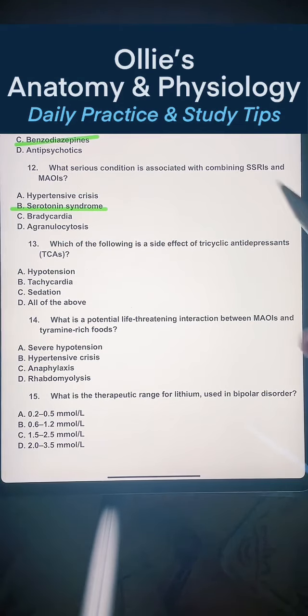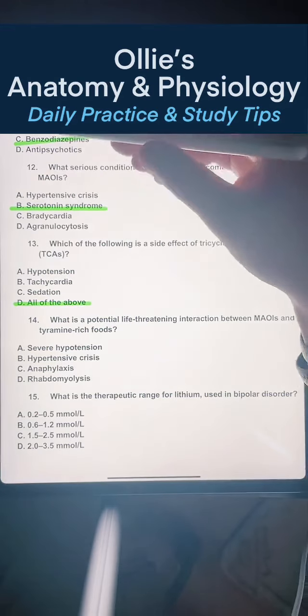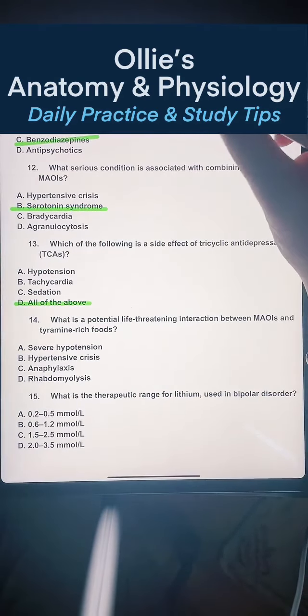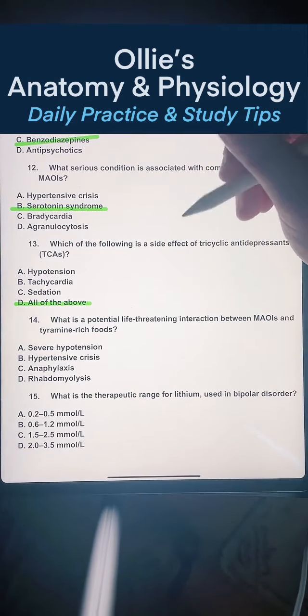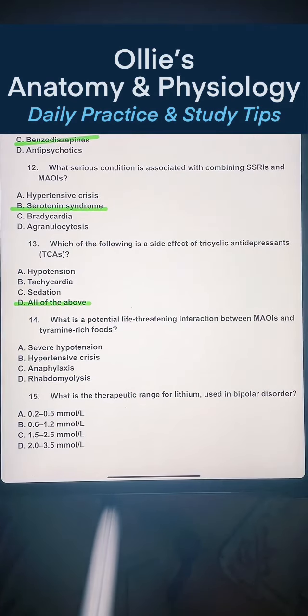The answer is D. It is all of the above. TCAs cause anticholinergic effects, like sedation, tachycardia, hypotension. So yes, all of the above. A through C are correct, but D is all of them. That's the most comprehensive answer.